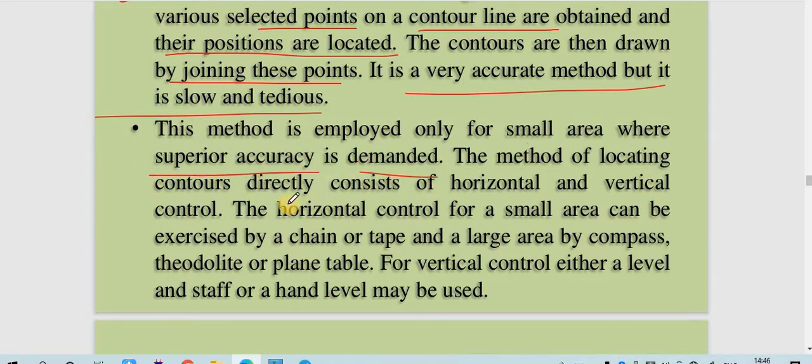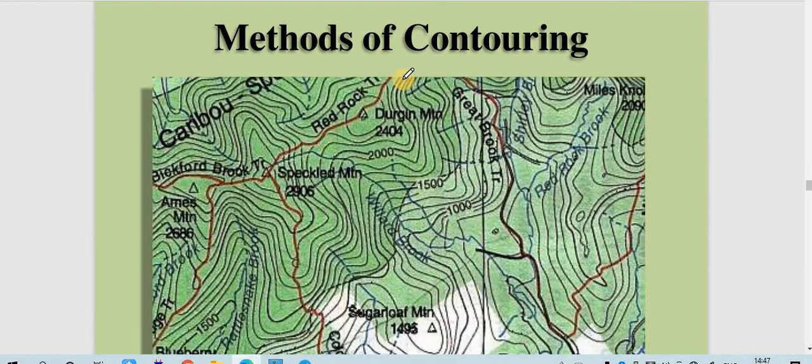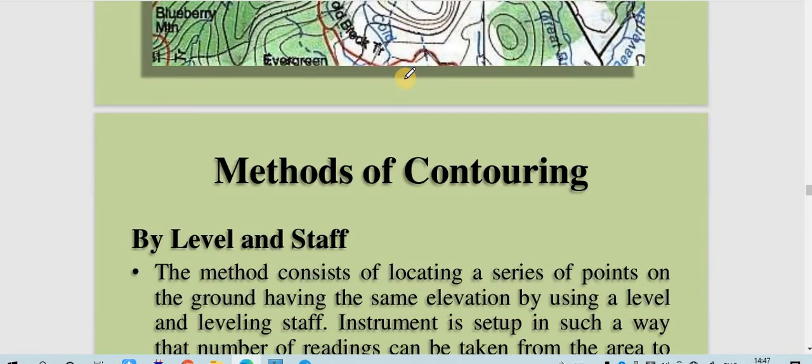The method of locating contours directly consists of horizontal and vertical control. The horizontal control of a small area can be exercised with the help of chain and tape, and for a large area by compass, theodolite or plane table. For vertical control, either a level and staff or a hand level may be used.